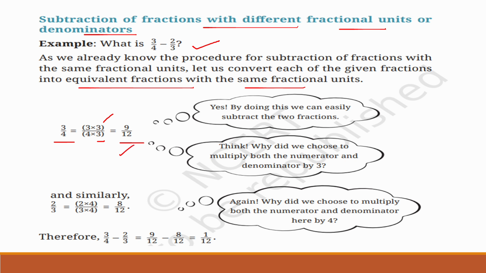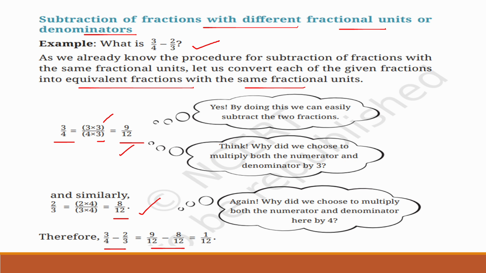Similarly, you convert 2 by 3 into an equivalent fraction such that the denominator is 12. So, you multiply both numerator and denominator by 4. 2 into 4 is 8. 3 into 4 is 12. Therefore, 3 by 4 minus 2 by 3 is equal to 9 by 12 minus 8 by 12.